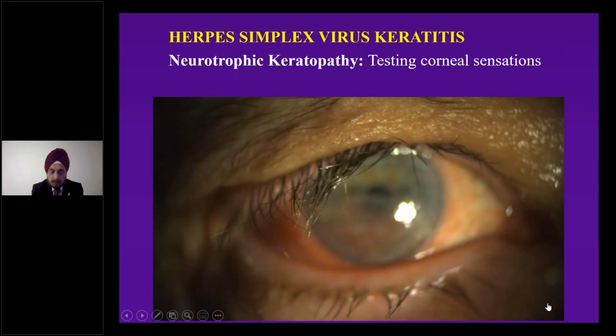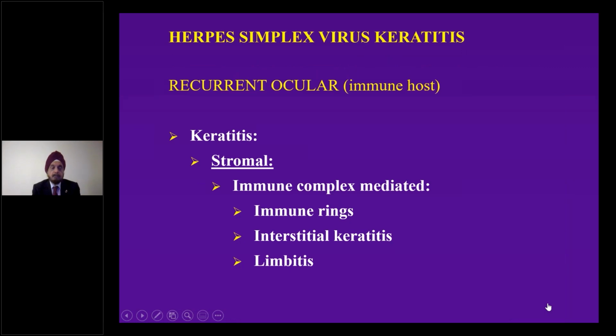We'll just let this video run for the next couple of seconds and then move on. So when you come into the stroma now, stroma largely two types: an immune complex mediated disease. So the antigen is the virus proteins coming from dead or living virus, and the antibody is coming from the serum through the limbal blood vessels. So when the antibody meets the antigen in an optimum concentration, they form a complex. The complex precipitates. That precipitate attracts inflammatory cells because it's a very potent chemoattractant, and it forms these immune rings and causes interstitial keratitis and limbitis.